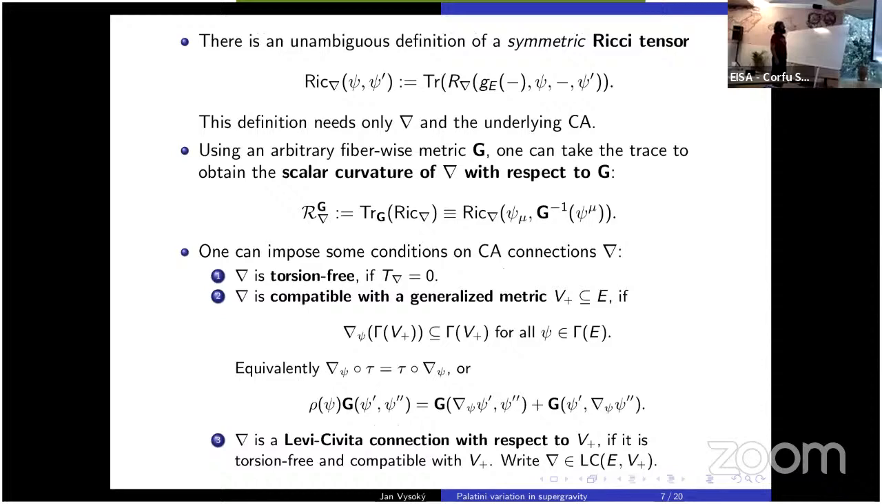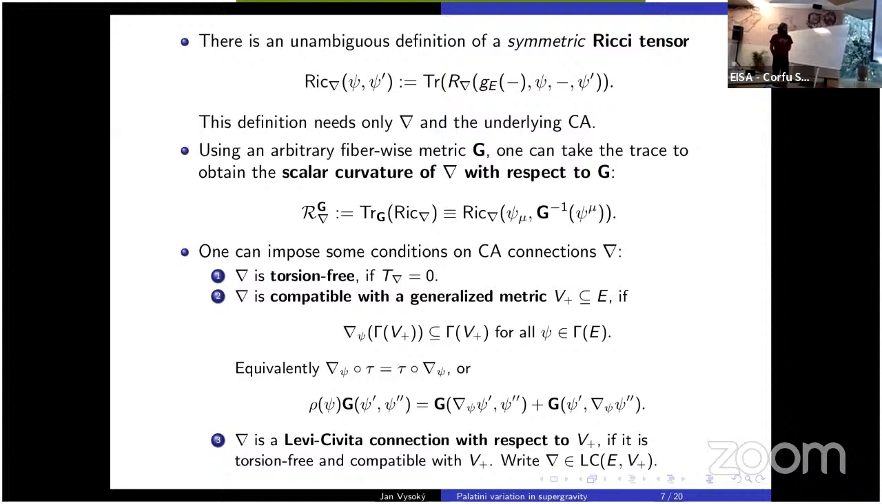But anyway, what is nice is that due to the symmetries, you can construct the Ricci tensor unambiguously. Therefore, there is only one Ricci tensor up to a sign, which you can produce by taking the trace in two indices of your Riemann tensor. This Ricci tensor depends only on the connection and the underlying Courant algebroid. So there is no additional geometry required to construct it. And then if you take any fiberwise metric on your vector bundle, you can easily construct the scalar curvature out of this Ricci tensor. You can simply take the trace in the two inputs of the Ricci tensor and you get a scalar function.